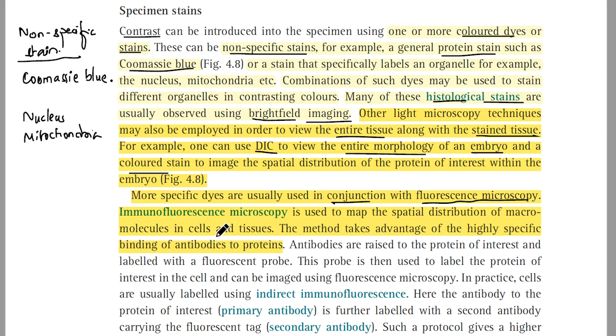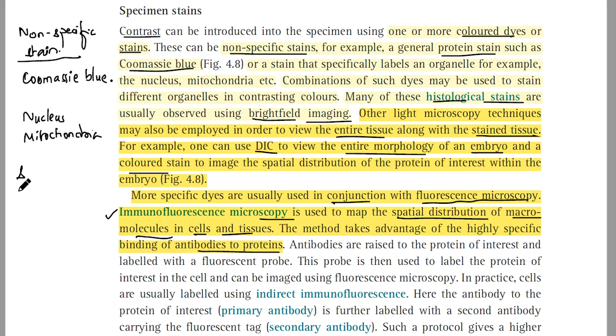Again, more specific dyes are usually used in conjunction with fluorescence microscopy. For example, immunofluorescence microscopy is used to map the spatial distribution of macromolecules in the cell. Where are the macromolecules located in the cell? And this method of epifluorescence microscopy requires the highly specific binding of antibodies to the proteins.